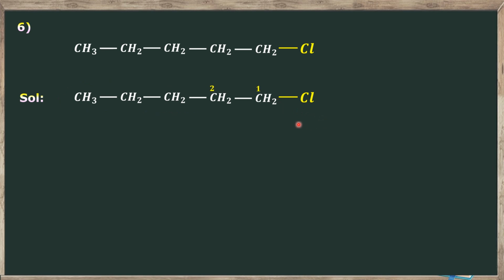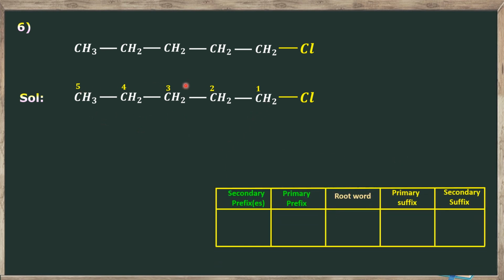Let us number it from right to left. Okay, 5 carbon atoms are there, so the root word is pent. Only carbon single bonds are there, so the primary suffix is ane, and there is one substituent called chloro. Okay, so the IUPAC name of this organic compound is 1-chloropentane.